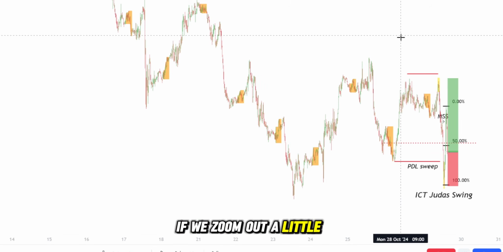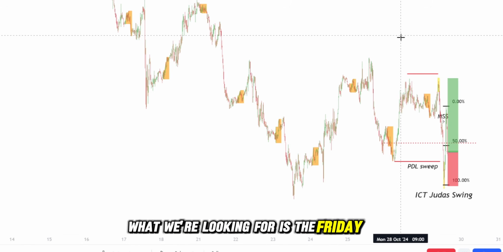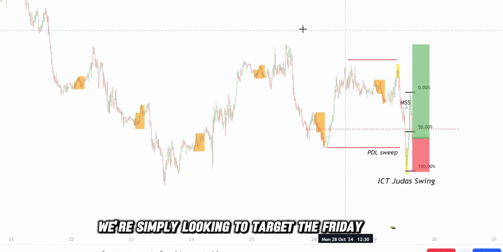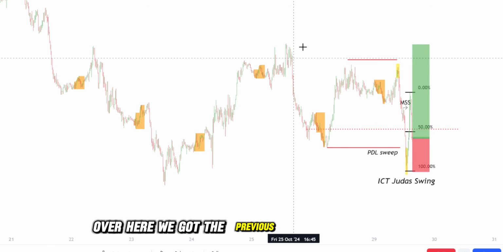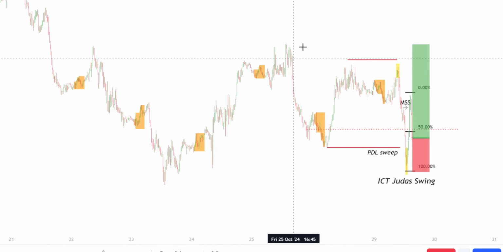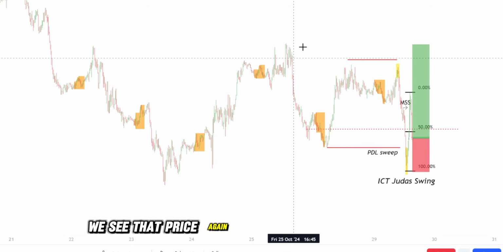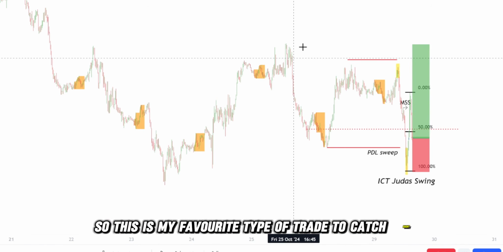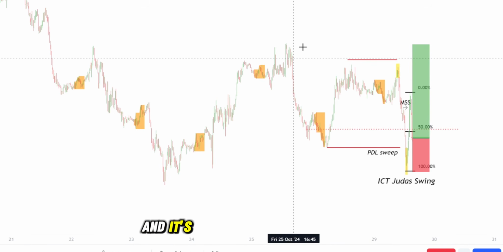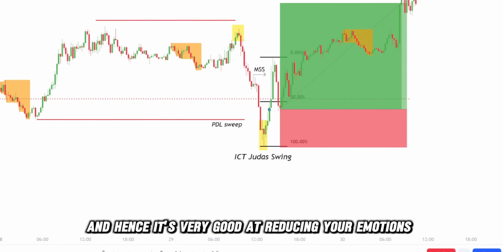if we zoom out a little bit, what we're looking for is the Friday high. We're simply looking to target the Friday liquidity over here. We've got the previous day high from Monday, but we also have the previous day high from Friday. So once we have our targets established, we see that price again just rallied to the upside. So this is my favorite type of trade to catch. This is my favorite ICT model, and it's one I enjoy trading the most. It's very, very simple, very mechanical, and hence it's very good at reducing your emotions in the markets.